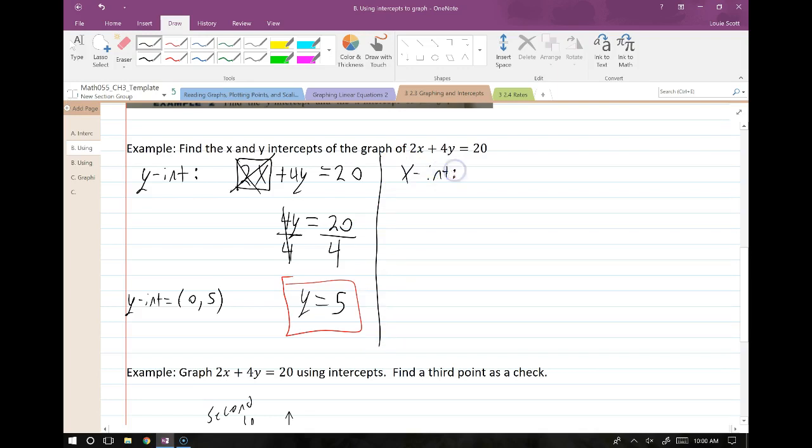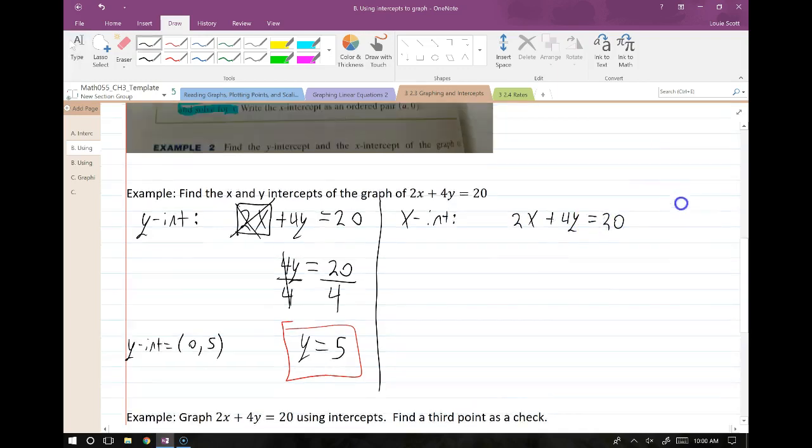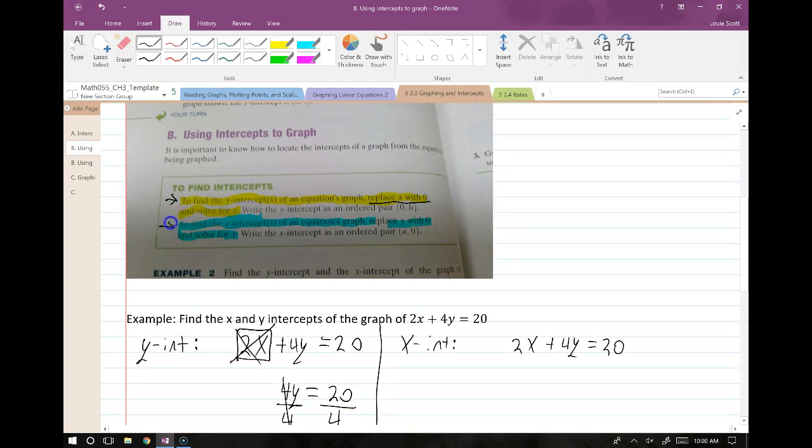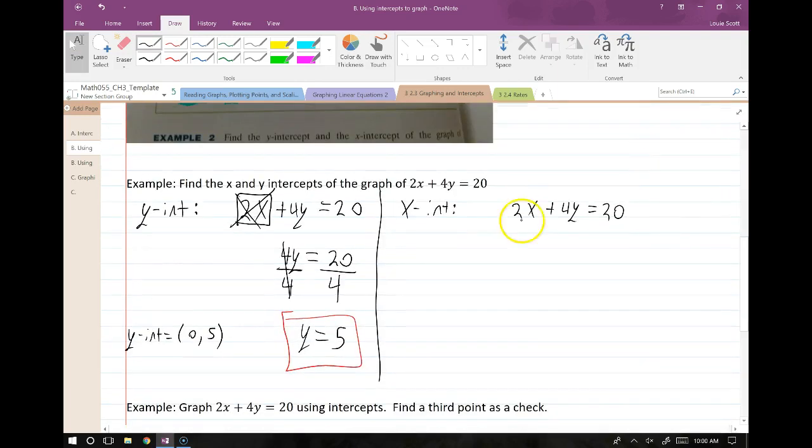X-int. These are our calculations. So once again, I have 2x plus 4y equals 20. I'm going to go up and look at my instructions. My instructions say to find the x-int of an equation's graph, we replace y with 0 and solve for x. So that means the 2x remains, but the 4y actually goes away, because if y is equal to 0, the whole thing is equal to 0. So I just have 2x equals 20.